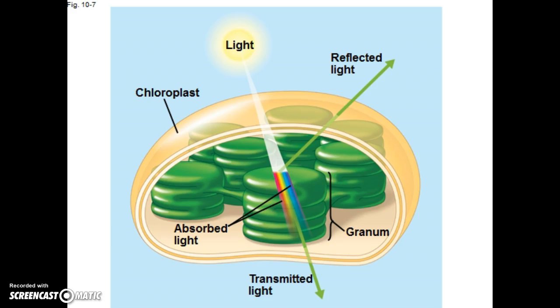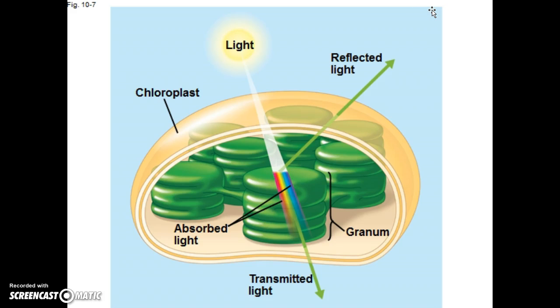Pigments are substances that absorb this visible light. Different pigments absorb different wavelengths. Wavelengths that are not absorbed are reflected or transmitted. Leaves appear green in part because of chlorophyll, but also in part because chlorophyll does not absorb the color green. So therefore, as you can see, it gets reflected.